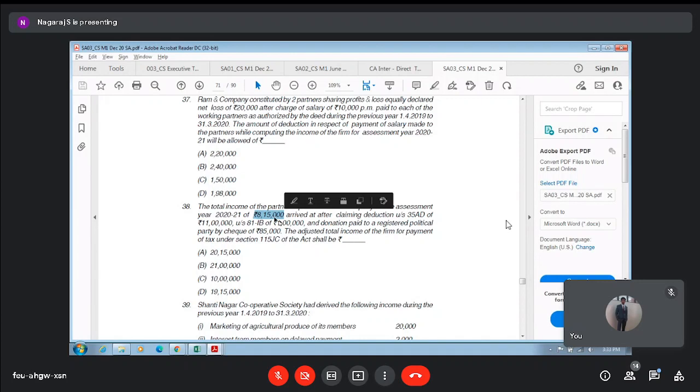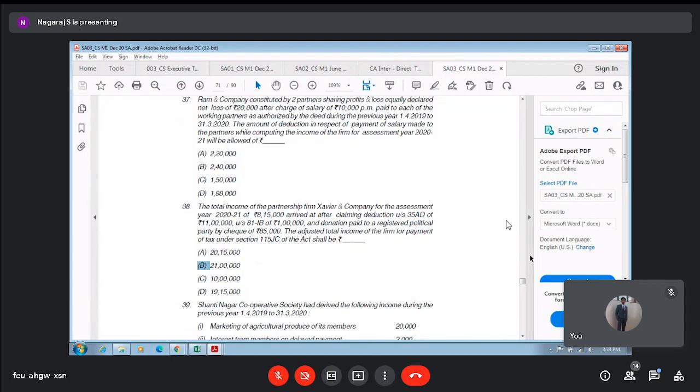Oh, it's 21 lakh. Yes. 21 lakhs, sir. How? The 20 lakh 15,000 plus the 85,000, sir. Paid in cheque, so it is included. Paid in cheque, sir. You guys are telling 21 lakhs.